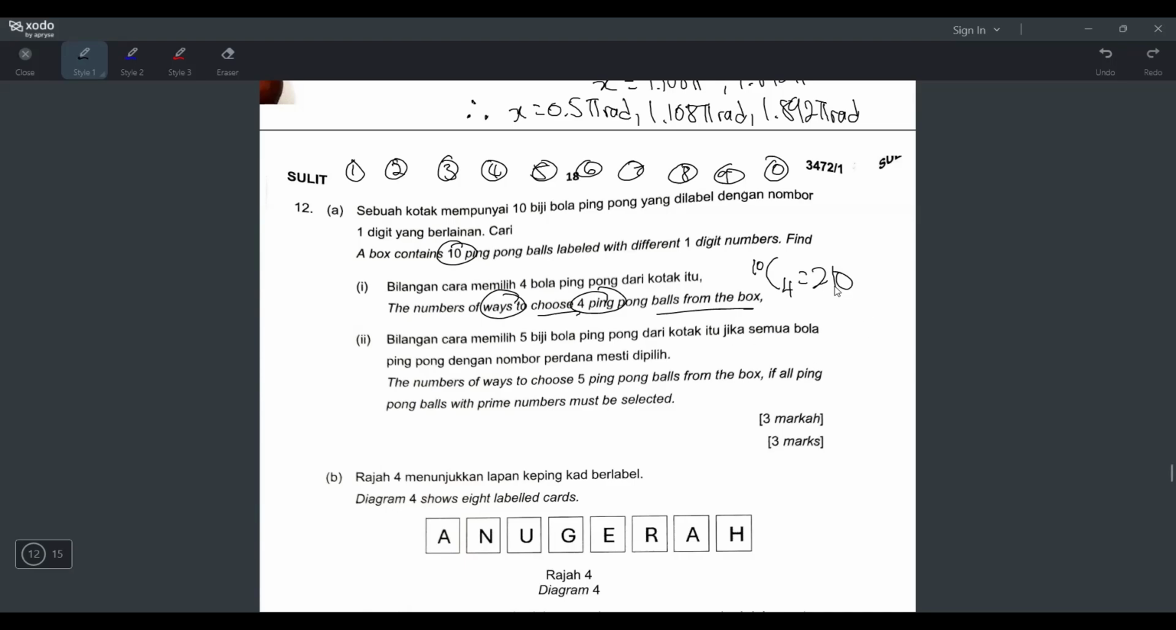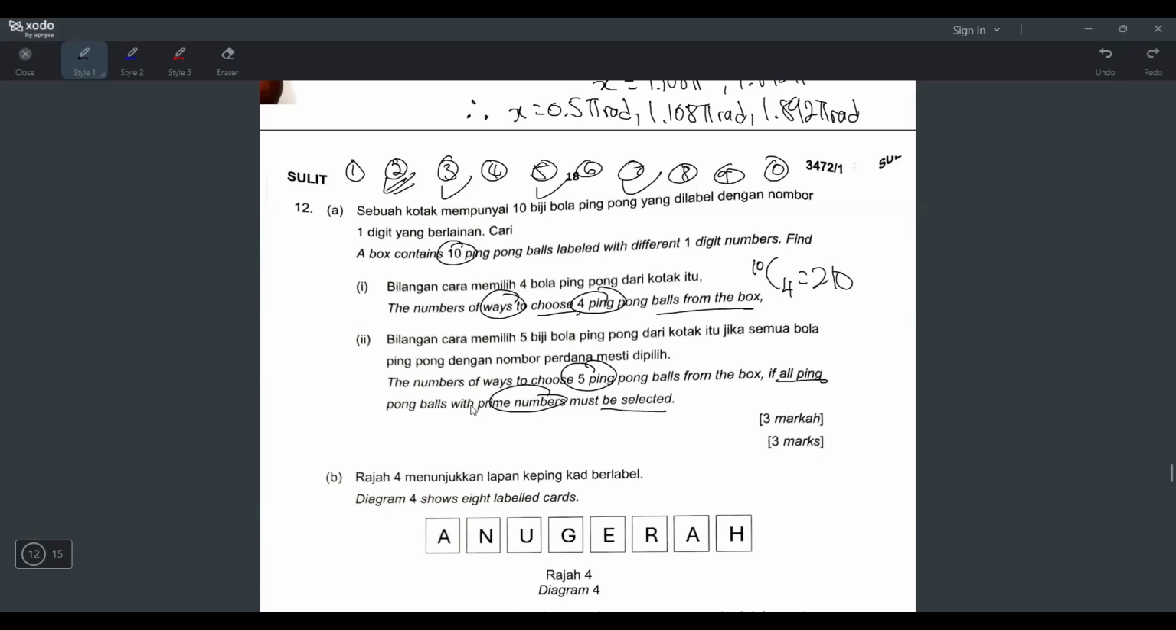What about B? Find the number of ways to choose 5. So if no condition, it means 10C5. But then they say all ping pong balls with prime numbers must be selected. So let's find out which ones are prime numbers. 2 is prime, 3 is prime, 5 prime, 7, and I think that's all. 0 is not prime, come on, no, please. So it's only 2, 3, 5, 7 that are prime. You know what a prime number is, right? If you want to take SPM and you don't know what a prime number is, then cannot.